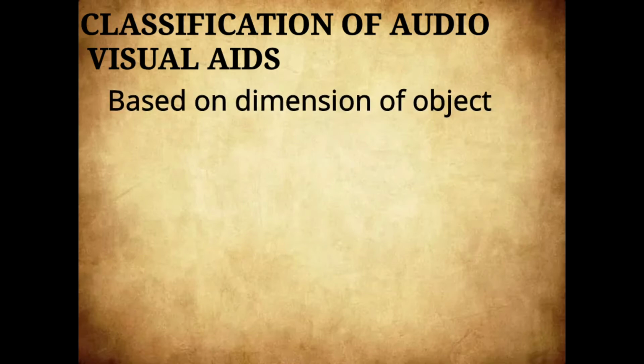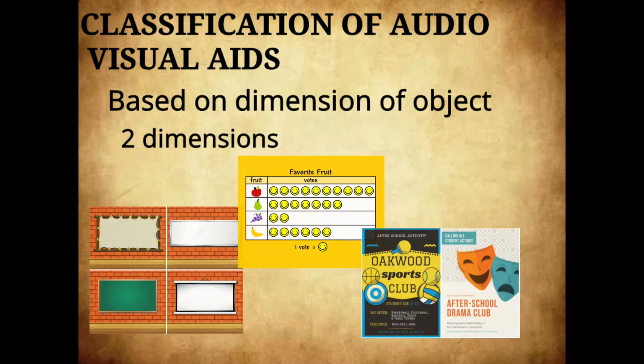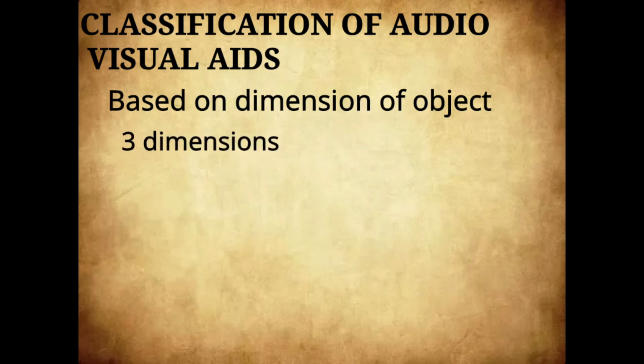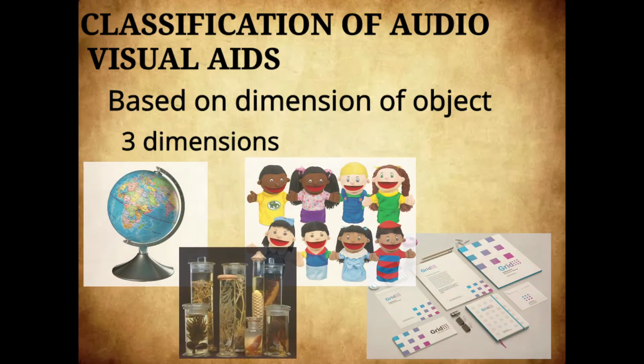Fourth classification based on dimensions of object is divided into 2: the 2 and 3-dimensional aids. In 2-dimensional aids, width and height are only visible. Example, charts, graphs, maps, pictograph, and boards of different types. In 3-dimensional aids, length, breadth, and height are visible. Example, models, globes, objects, mock-ups, specimens, and puppets.